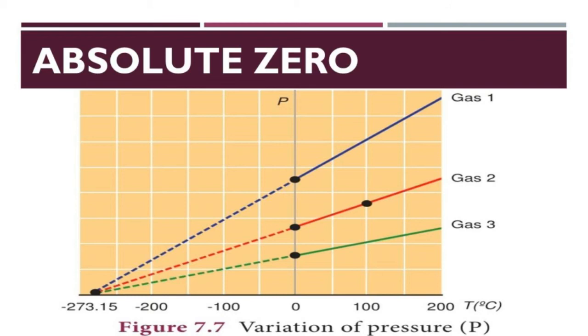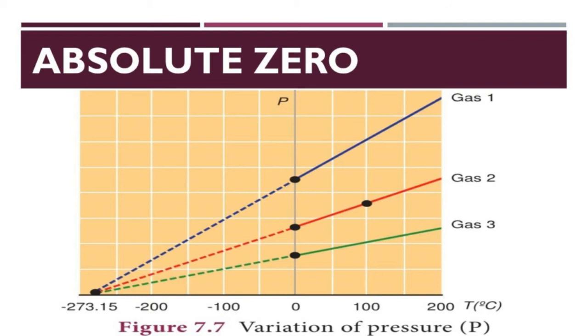Absolute zero. The temperature at which the pressure and volume of a gas theoretically reach zero is called absolute zero. This is what is given in this figure. For all gases, the pressure extrapolates to zero at the temperature minus 273.15 degrees Celsius. It is known as absolute zero or 0 Kelvin.